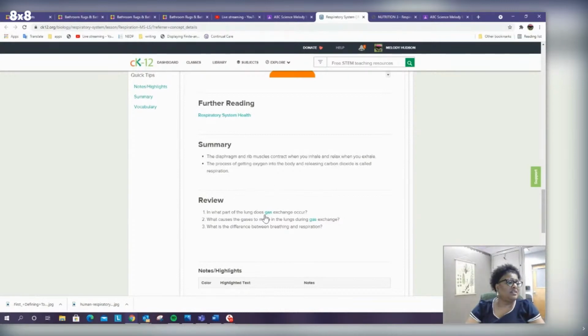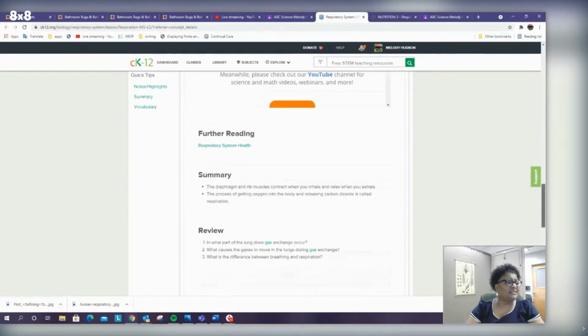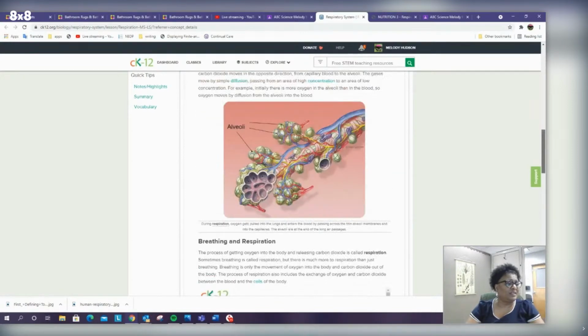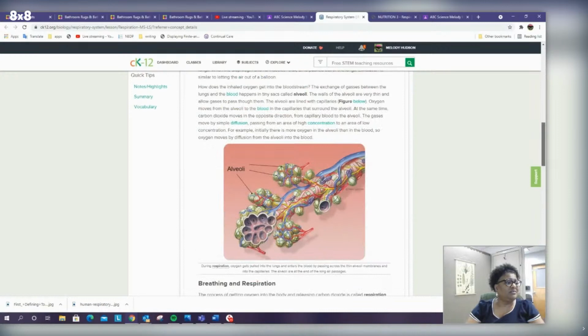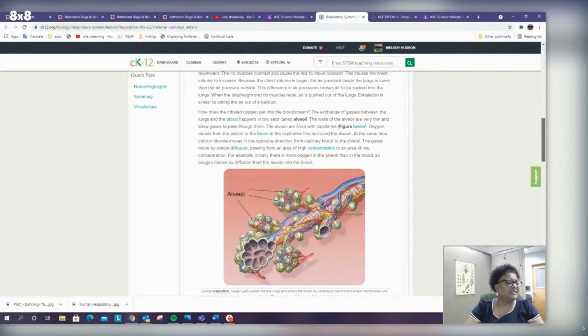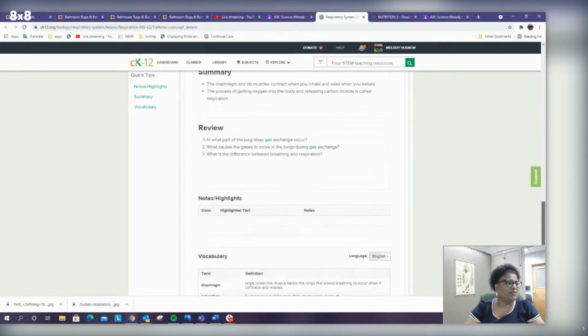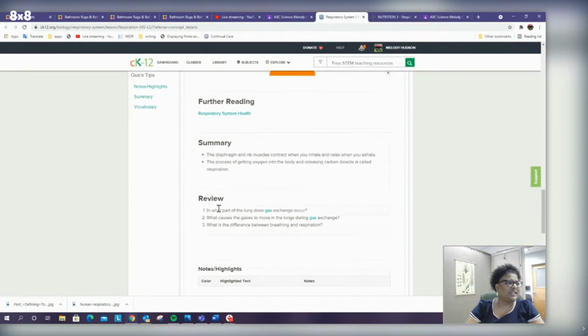In what part of the lung do the gases exchange? Ooh. What causes the gases to move into the lungs? Okay. Diffusion. And what part of the lung? The tiny sacs called the what? And the difference between breathing and respiration. That's what I want you to answer.